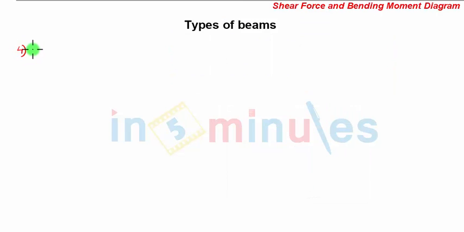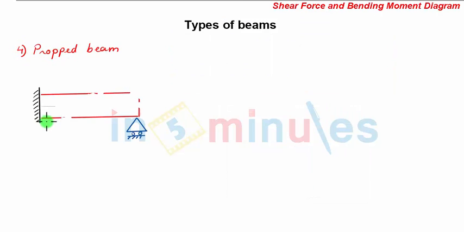Next kind of beam is called a propped beam. As shown in the figure, if you have a beam whose one end is fixed whereas the other end is simply supported, we call this beam a propped beam. So it is nothing but a cantilever beam with simple support at its free end.